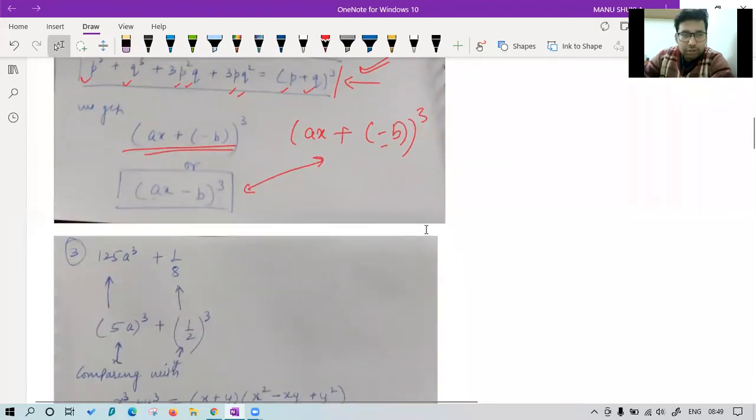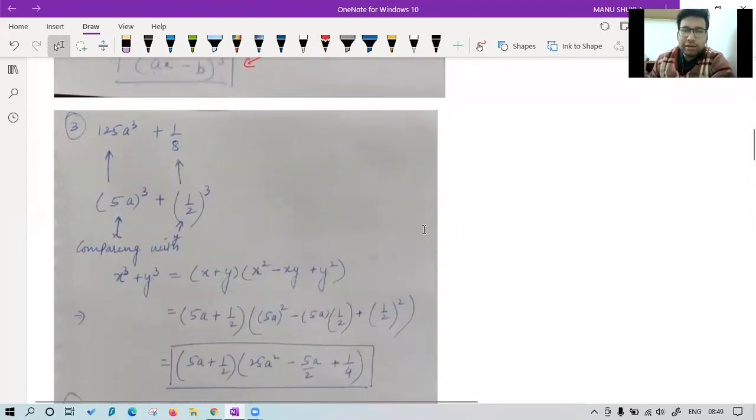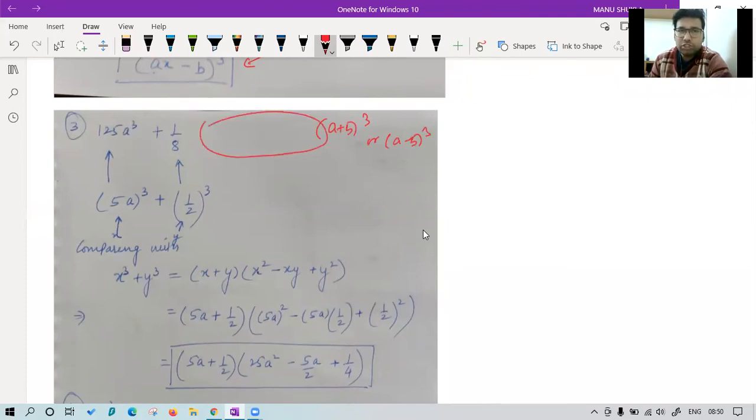Okay. Question number 3. Again, the hint was very simple. In this expression, you cannot say this is the formula of (a plus b) whole cube or (a minus b) whole cube, because there is no whole cube here, and there are no other terms which can give you 3a square b or 3ab square. So we cannot say this will work. So this is your 5a cube, and this is your (1 upon 2) cube.